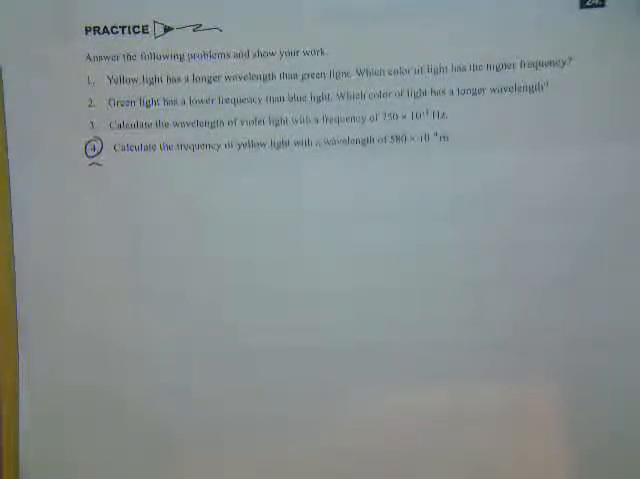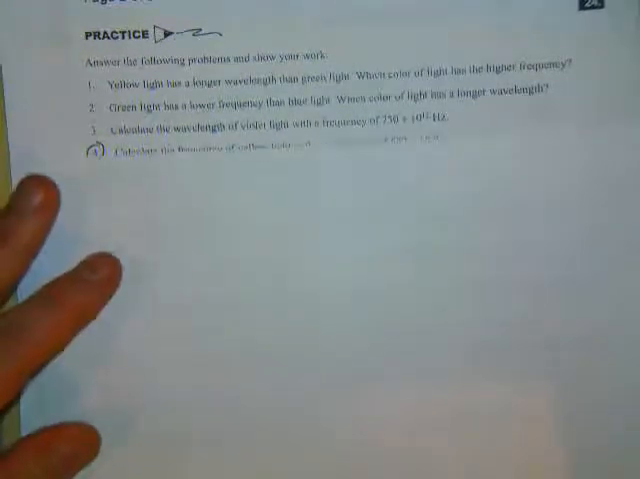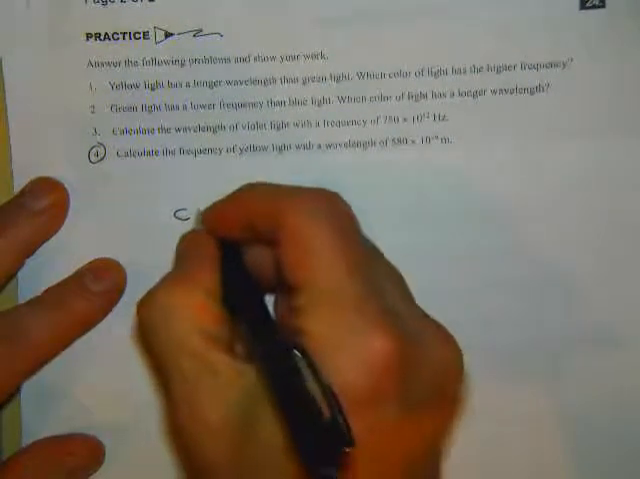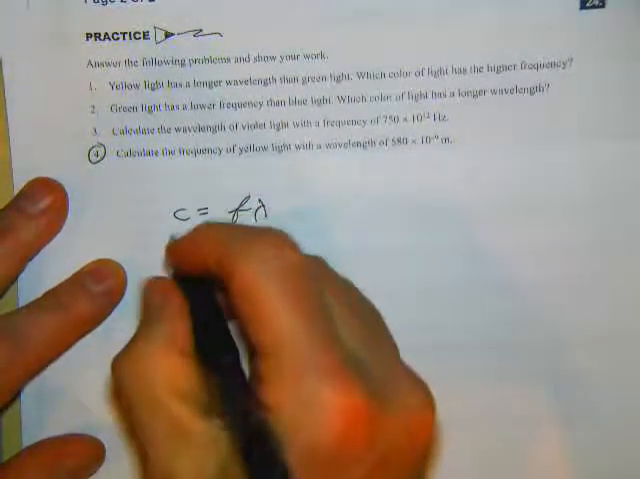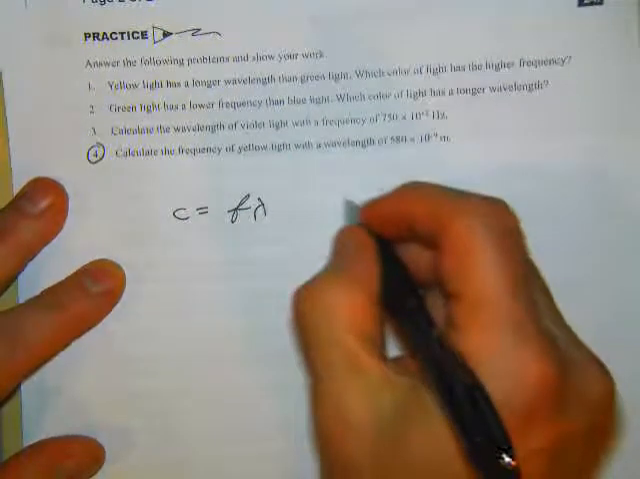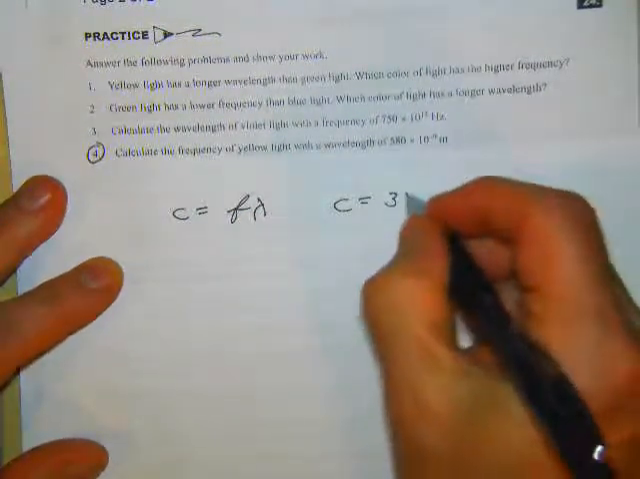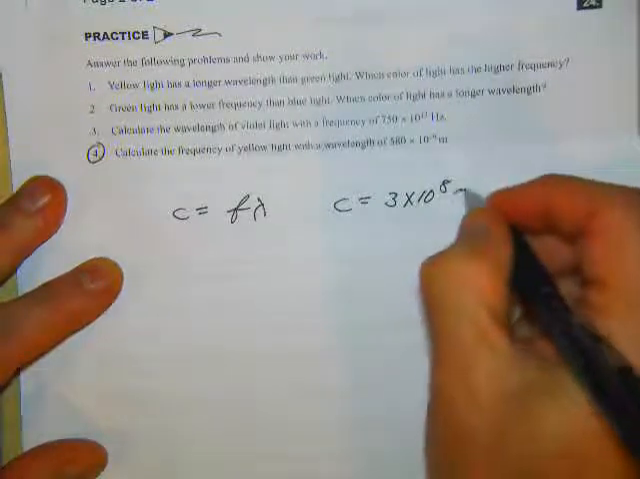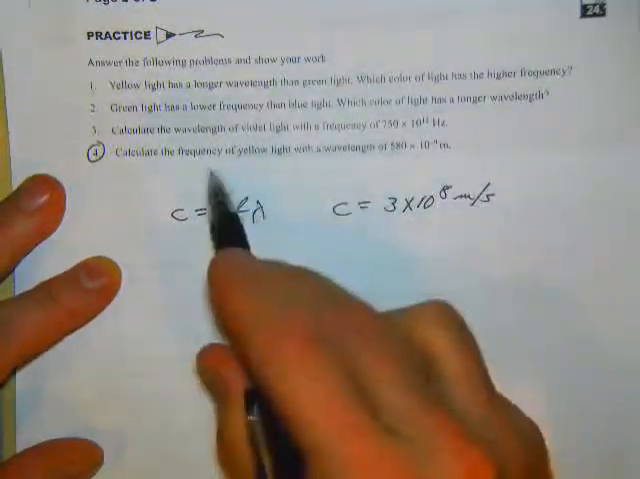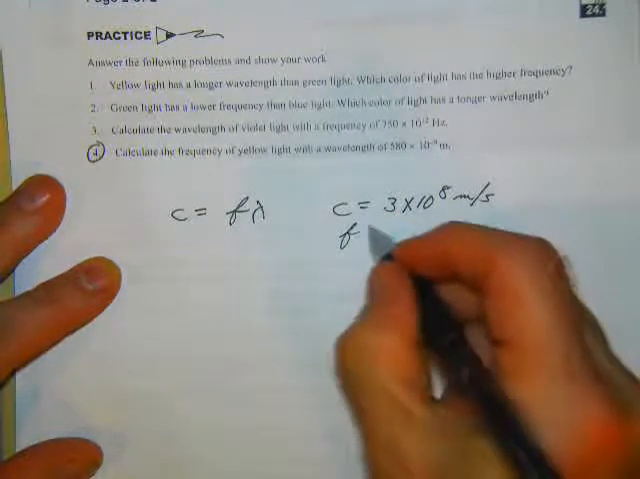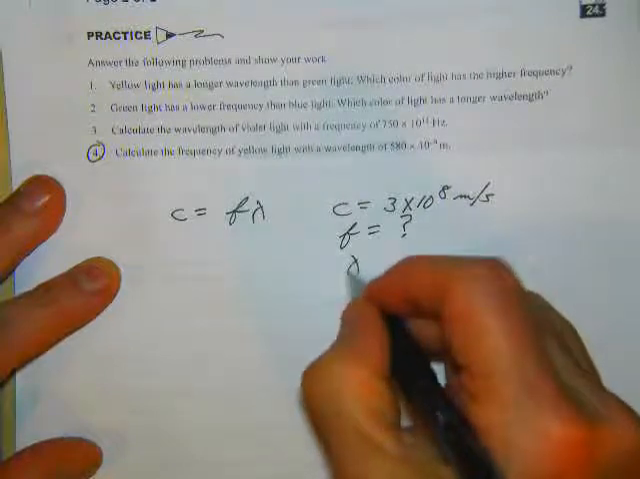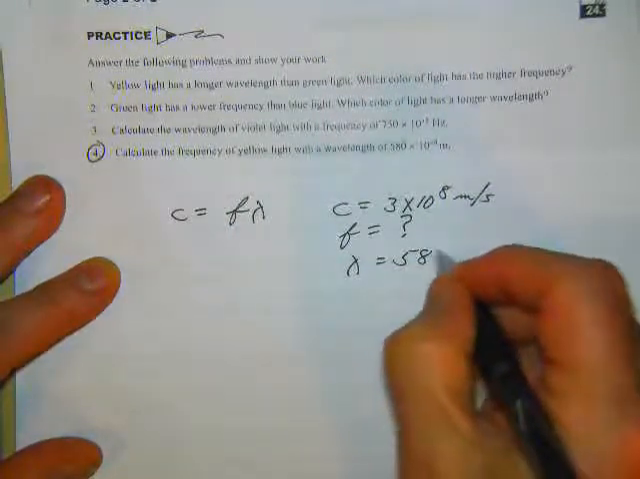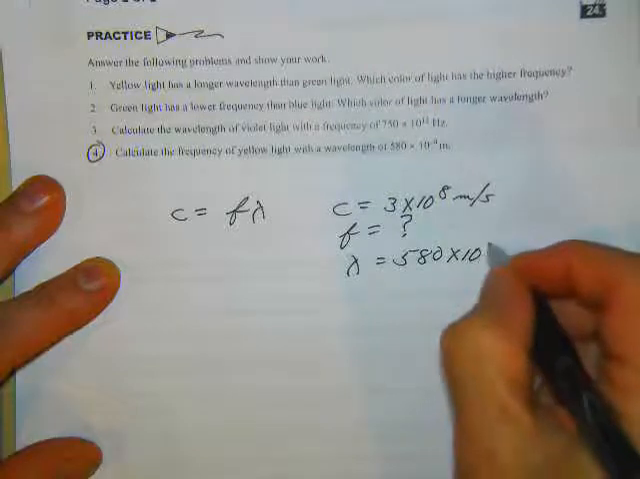Well, again, you're talking light, so you're talking electromagnetic spectrum. So we know C equals frequency times wavelength. We know the speed of light. We know C equals 3 times 10 to the 8th meters per second. We have to calculate frequency, so we don't know what that is. And we've got a wavelength of 580 times 10 to the minus 9th meters.